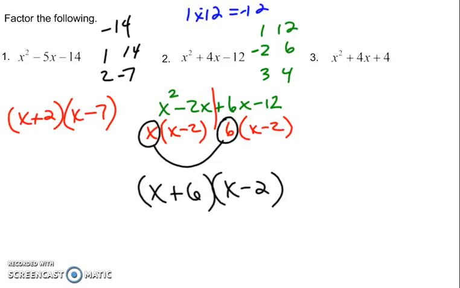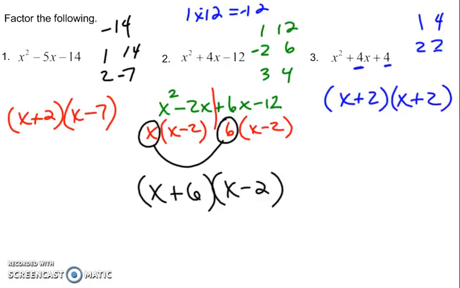Number 3. Two numbers that I can multiply to get 4 and add to get 4. So my factors are 4, 1 and 4, 2 and 2. So this is going to factor to x plus 2 times x plus 2. I can also write this as x plus 2 squared.